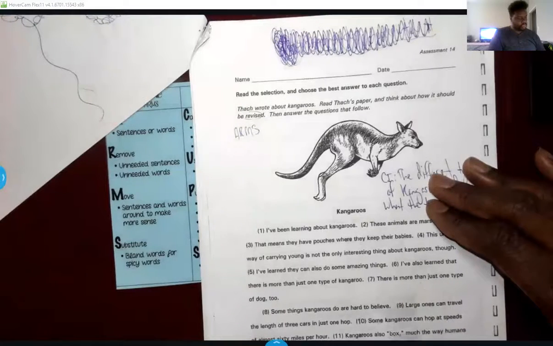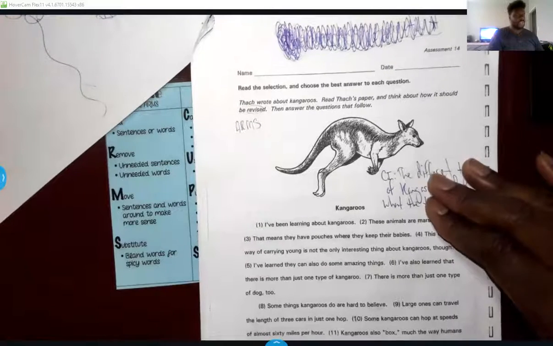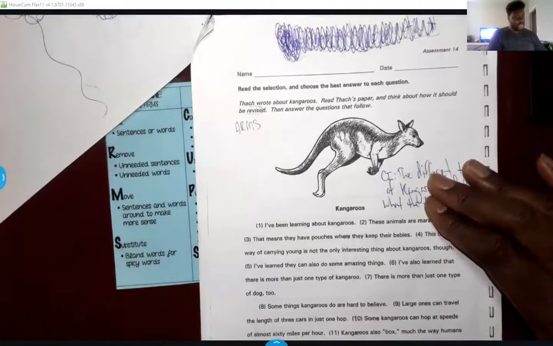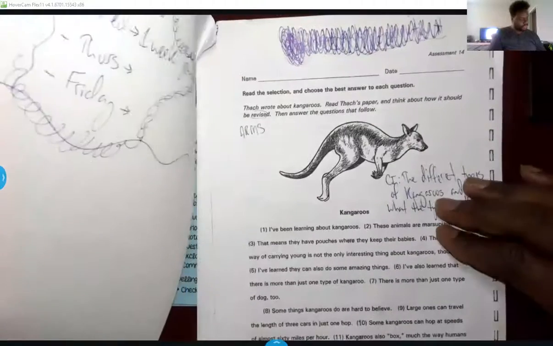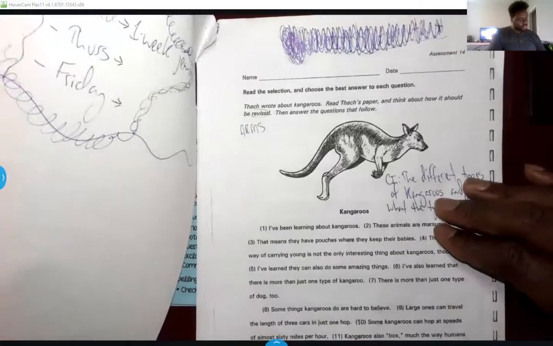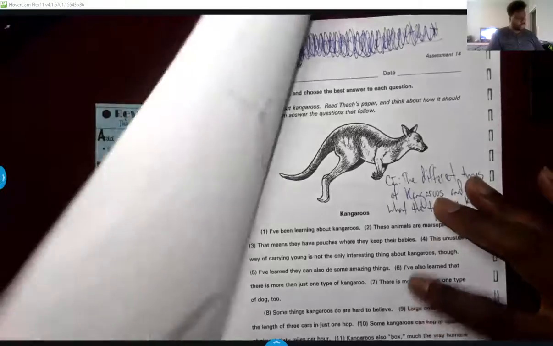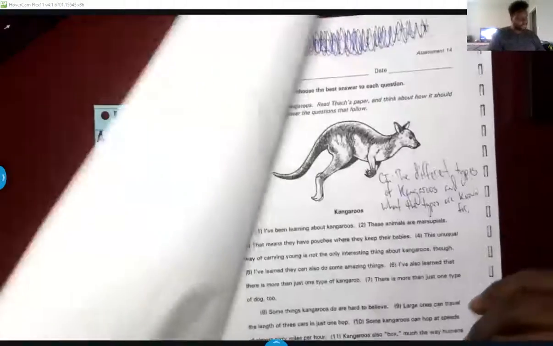There is more than just one type of dog too, okay? Is this passage talking about dogs or is it talking about what? Kangaroos, right? Dogs were not mentioned at any point during here. So I think that one doesn't belong, right? Put a question mark next to it. Let's go to sentence number 8. Some things kangaroos do are hard to believe. Large ones can travel. Okay, well, it's talking about kangaroos and it's telling me what they can do. That's fine. That fits in with the sentence.